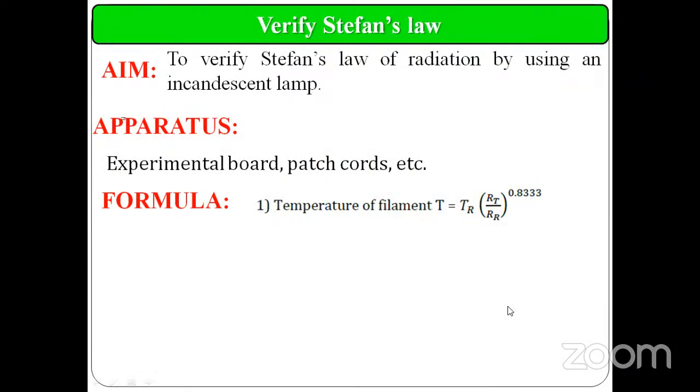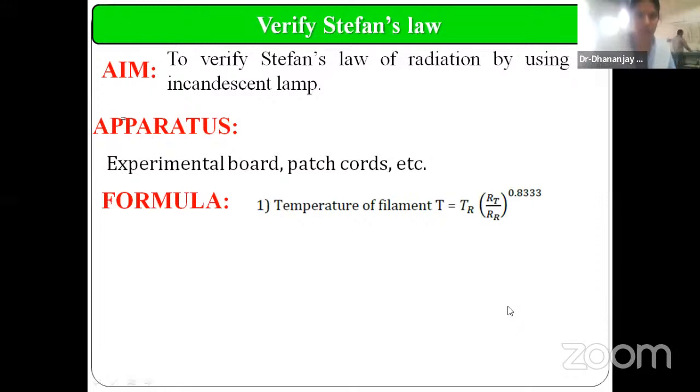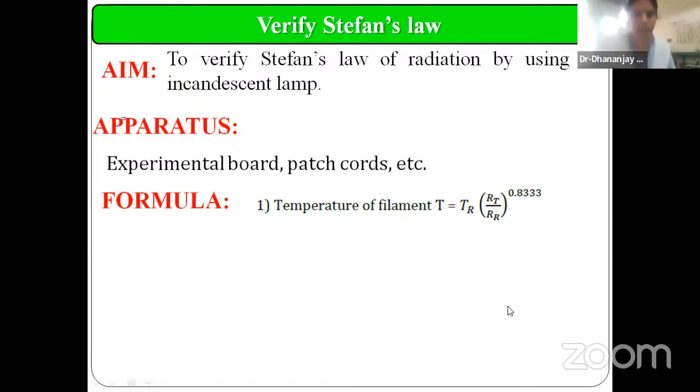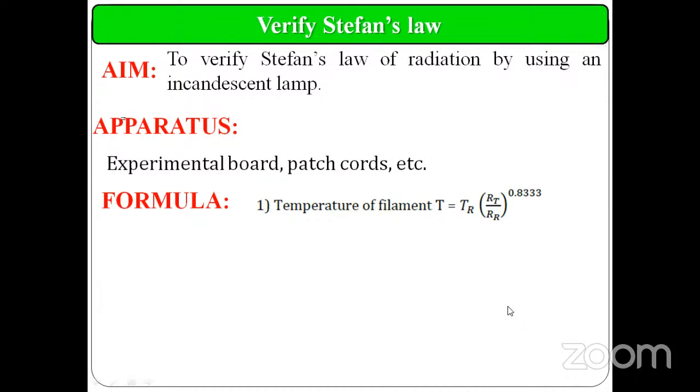Okay. Now, the aim of the experiment is to verify Stefan's law of radiation by using an incandescent lamp. Apparatus: experimental board, patch cord, multimeter, etc. Now, the formula for the temperature of the filament is T equal to TR into (RT upon RR) raised to the power 0.833.